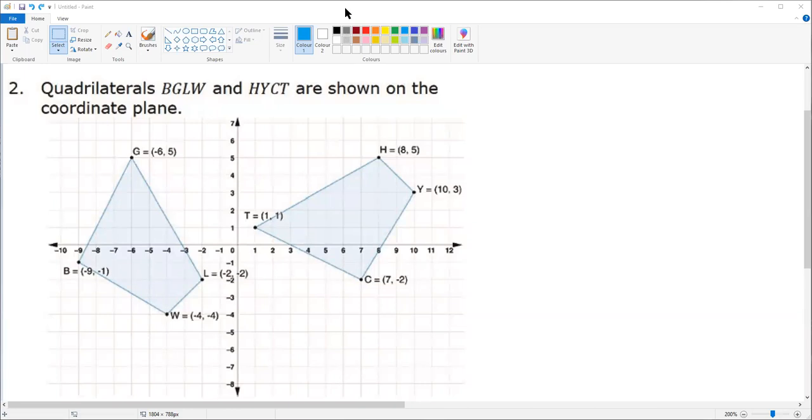All right, so here we go. The first thing that I note is that they're different orientations. So if I need to reorient this one way, if I reflect it, it's still going to be pointing upward.